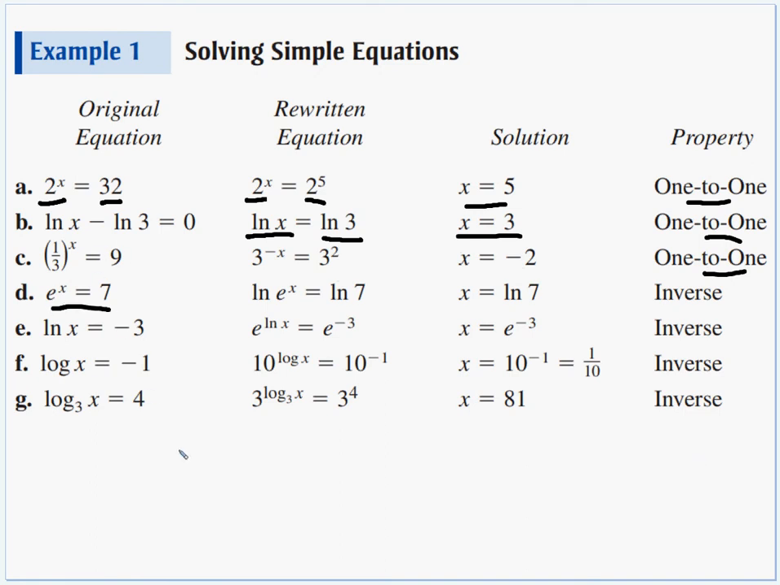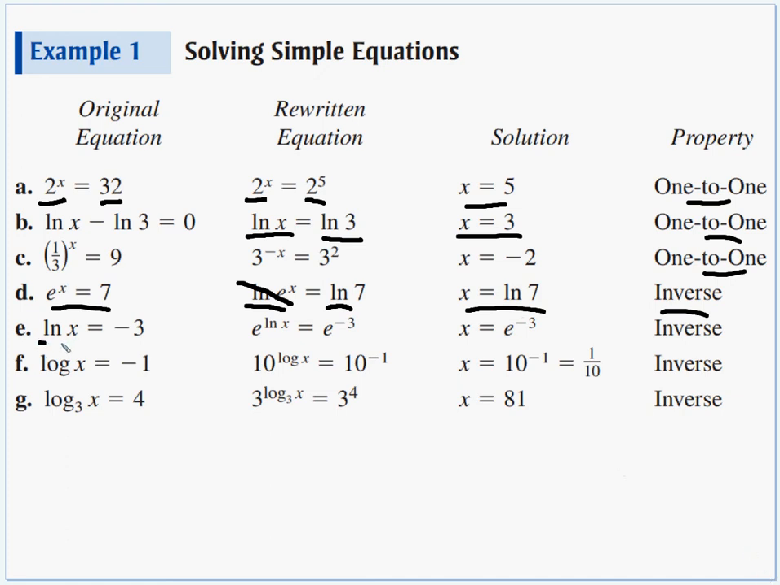E to the x is 7. We would take the natural log of each side. The natural log of the left, natural log of the right. Here, the natural log of e is going to cancel, just leaving the x. X is the natural log of 7. We use the inverse property.